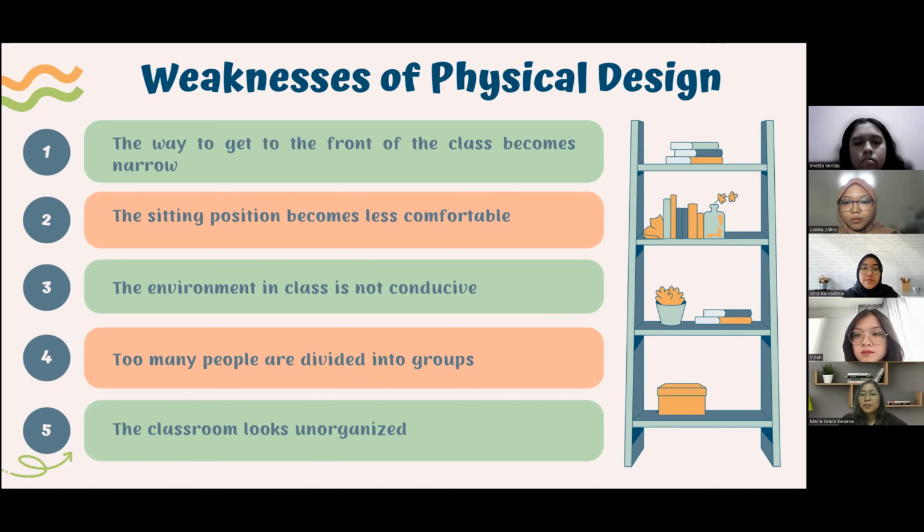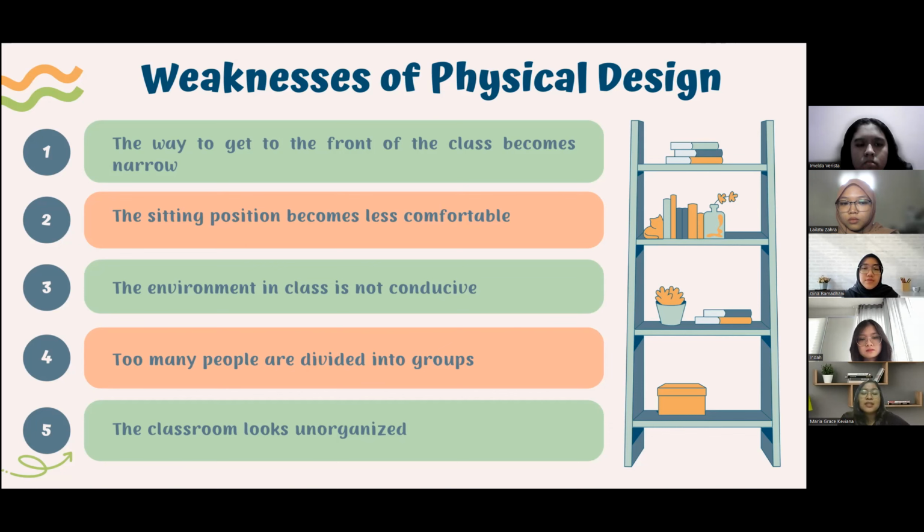The fourth one, too many people are divided into groups. Each sitting group is divided into 6 people, which is too much. And as a result, when working in groups, the distribution of work becomes unequal. Some students collaborate with one another, and some students don't contribute at all because the distance is too far.